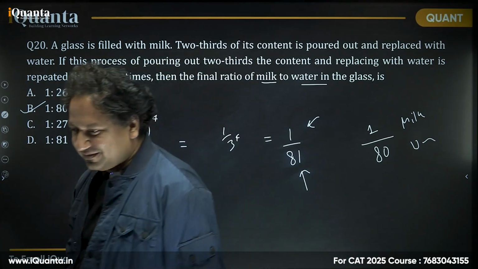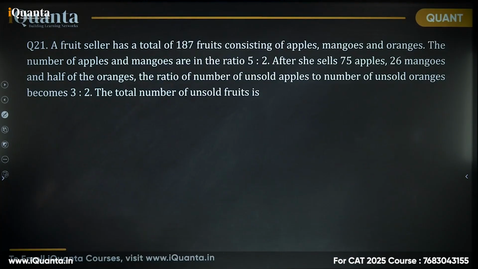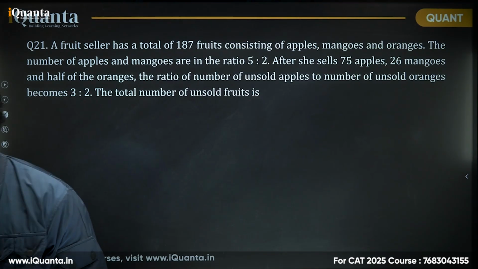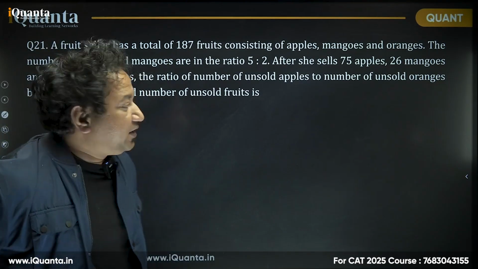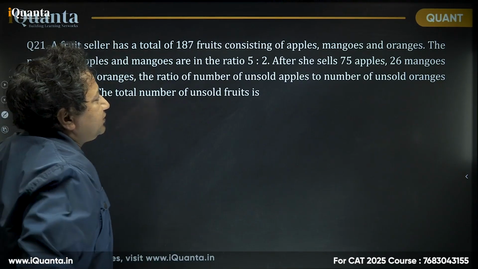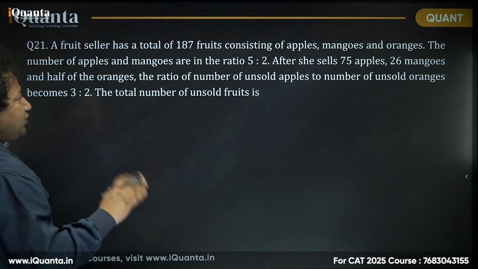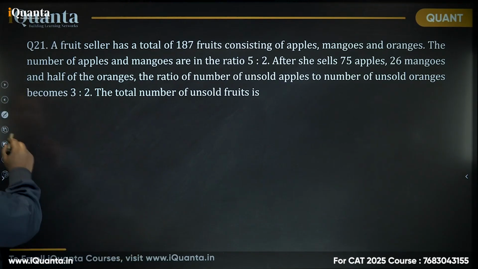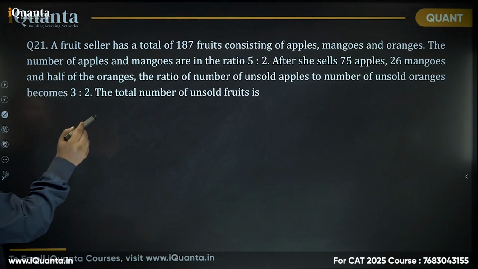A fruit seller has a total of 187 fruits consisting of apples, mangoes and oranges. The number of apples and mangoes are in the ratio 5:2. After she sells 75 apples, 26 mangoes and half of the oranges, the ratio of the number of unsold apples to the number of unsold oranges becomes 3:2. Okay, a lot of confusion. Let us try to note it down properly.